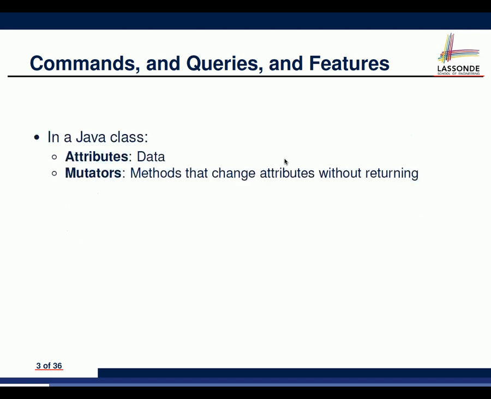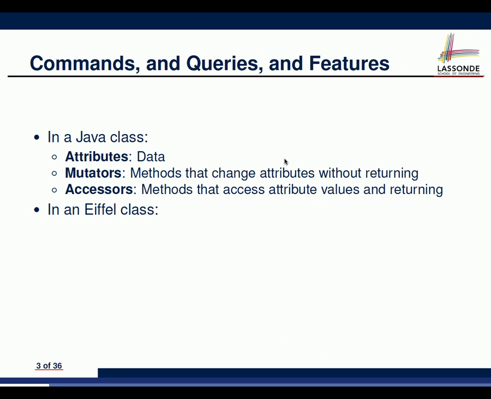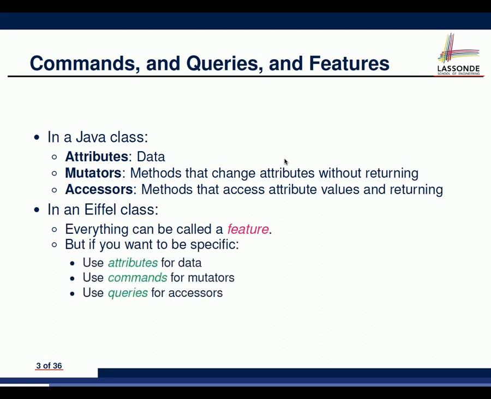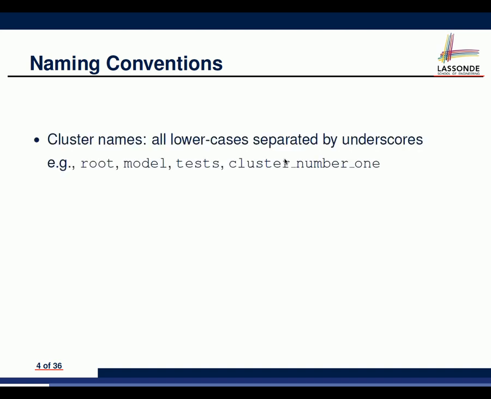Okay, so here in Java, we've got attributes, mutators, accessors. But now I'll try to, at least for myself, mention things like a feature. Right? Features like a method in Java. And then if you want to say, we'll say attributes, commands, and also queries. A command is something that does not return anything. A query is a feature that returns something. Yeah. Okay, good.